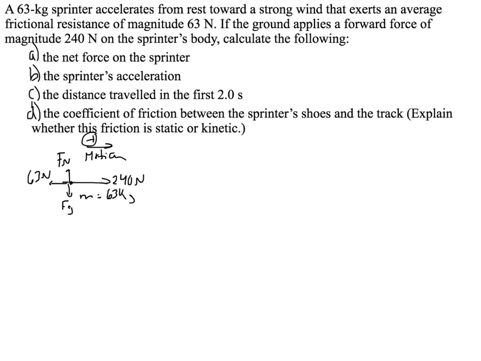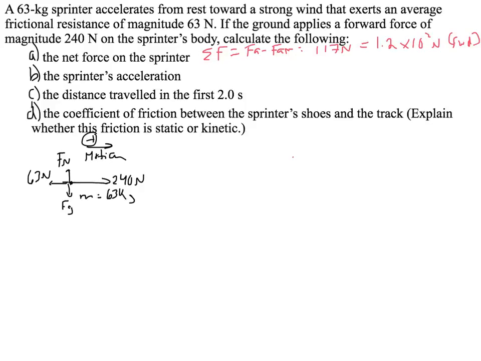Now A is pretty simple. The net force acting on the sprinter is simply going to be the sum of the forces. So we could say the sum of the forces is going to equal the F applied minus the F air, which is simply 240 minus 63, which is 117 newtons. We need 2 sig digs, so we'll say it as 1.2 times 10 to the 2 newtons forward. B says the sprinter's acceleration.